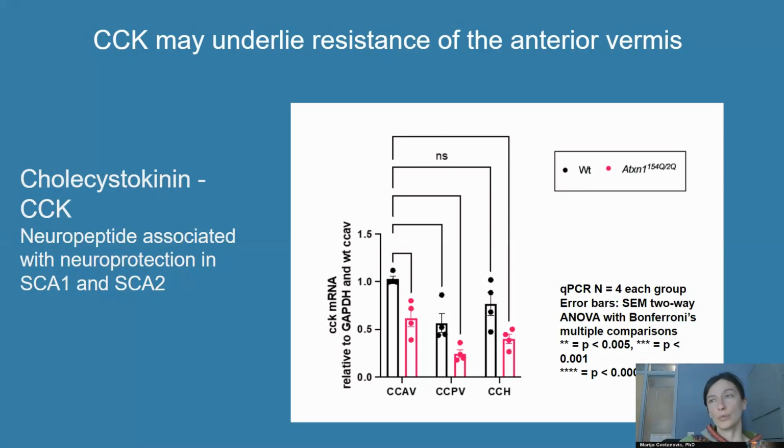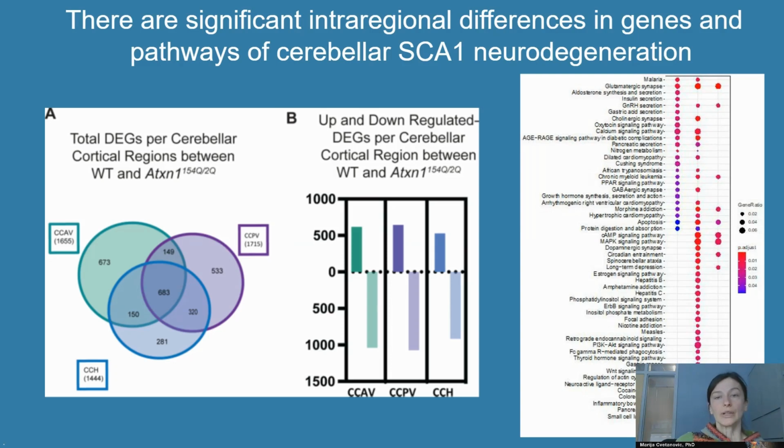Now, the next question we wanted to ask is, do these different regions within the cerebellum respond to disease pathology in the same manner, or are there differences? So again, we were really surprised by the amount of differentially expressed genes. Here in panel A, we have a Venn diagram which shows how many differentially expressed genes between different cerebellar cortical regions are shared and how many are unique. And it turns out that about 1/3 of them are shared.